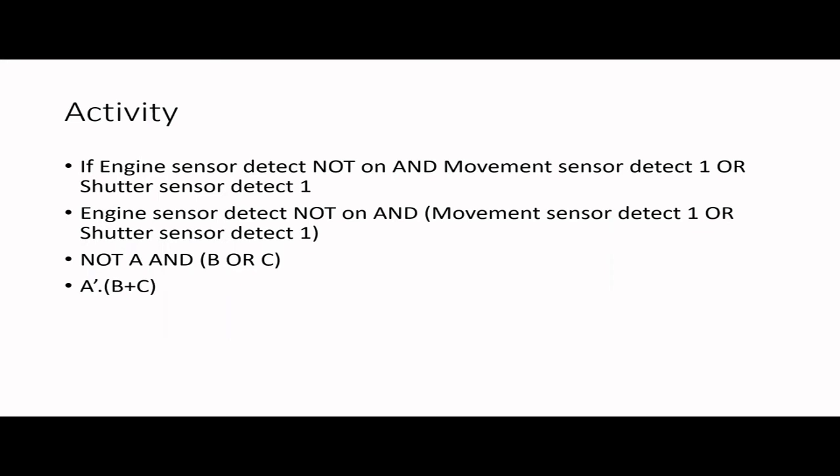With that switch-off scenario, with that AND, that's why definitely the engine should be switched off. With that, if the movement sensor detects 1, that means there is a movement in the vehicle, or the shutter sensor detects that there is a damage to the shutter, right? So that means there's an OR scenario. That means I have put this OR into brackets, because the engine sensor should detect not on. That means the engine is switched off, and of these two, if either one happens, then this alarm should be triggered, right?